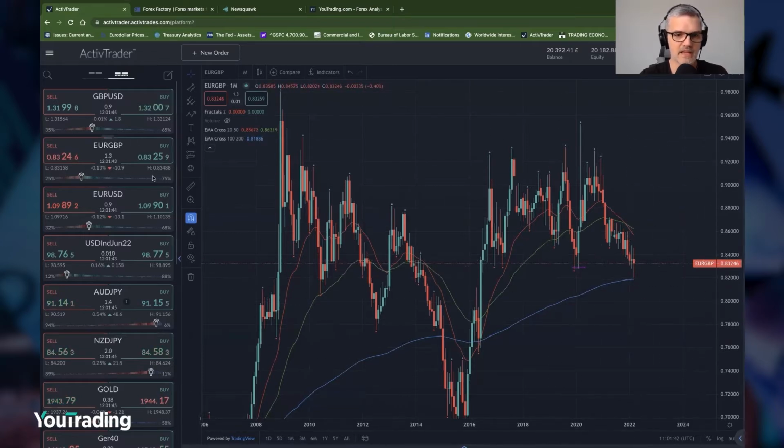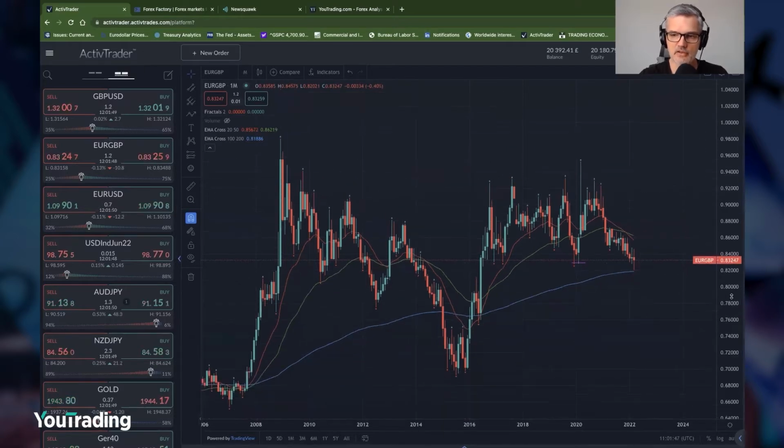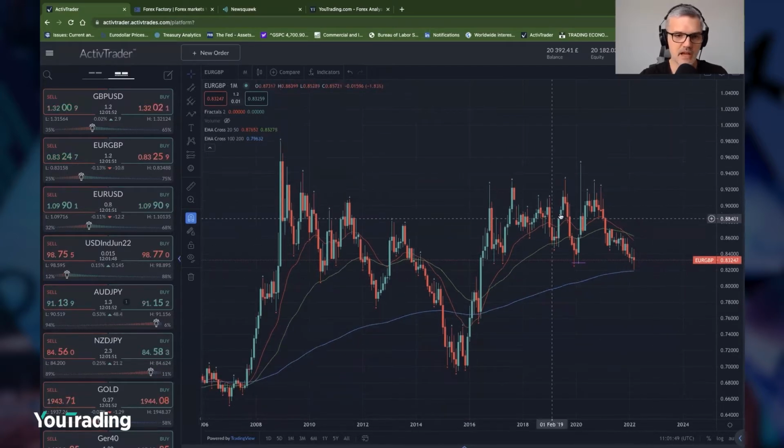Looking to the left, 75% of traders are trying to go long on this particular chart. So the euro versus the pound is more likely to go lower, as 80% of traders are generally wrong. So we want to be looking for reasons to go short.